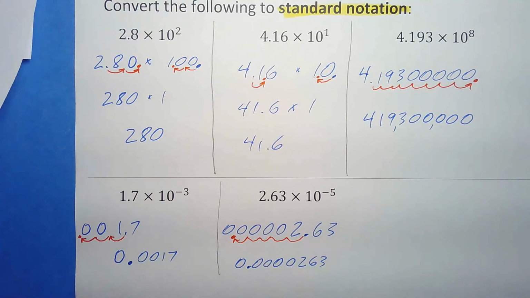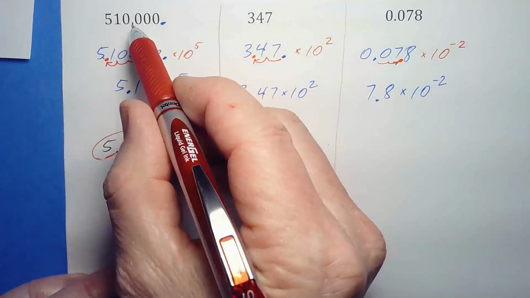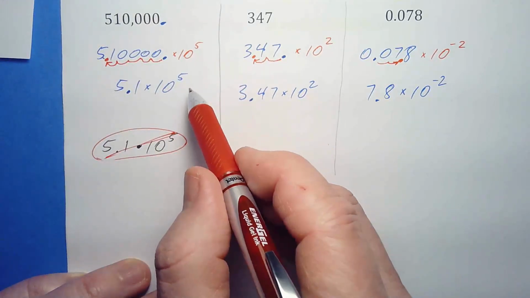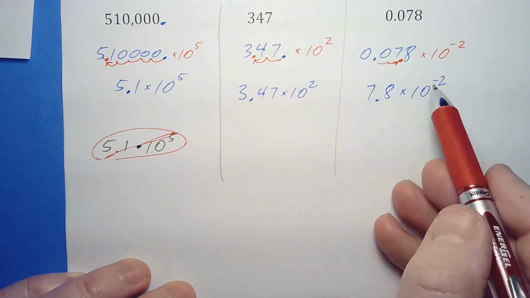When I'm converting to scientific notation, now we have to count how far we're moving it over. In this case, 1, 2, 3, 4, 5, so times 10 to the 5th. And if you go the other way, if it's less than 1, it's going to be a negative.